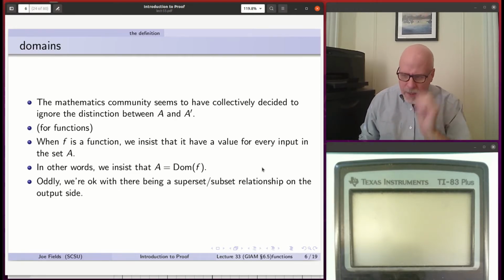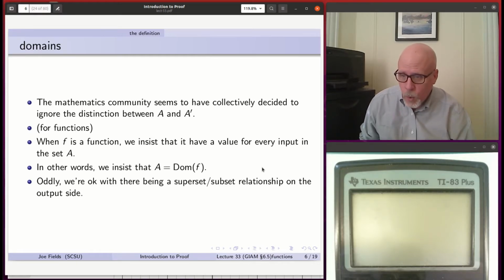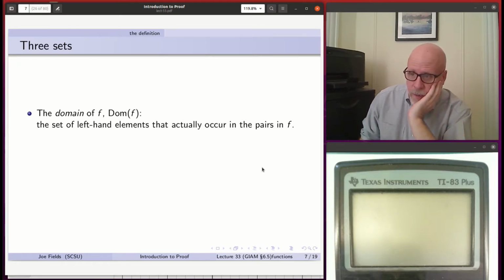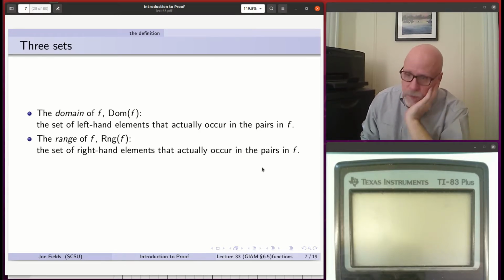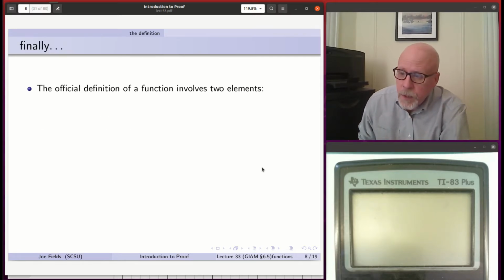Okay. And it is strange, I guess, that there's no problem with there being a superset-subset relationship on the output side. We can have the range contained in the codomain, but for the left-hand side, the domain just has to be A. Okay, so here are the 3 sets we talk about. The domain of F is the set of left-hand elements that actually occur in the pairs in F. The range is the set of right-hand elements that actually occur in the pairs that are in F. And the codomain is just any superset of the range of F. Usually there's some codomain spelled out in advance, but it could be anything that contains the range.